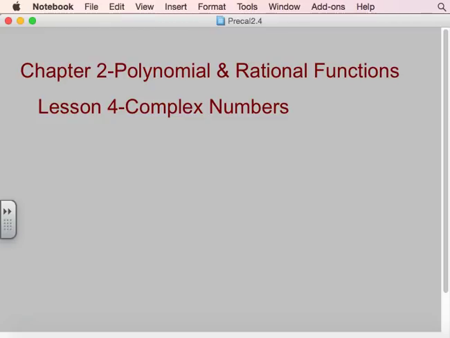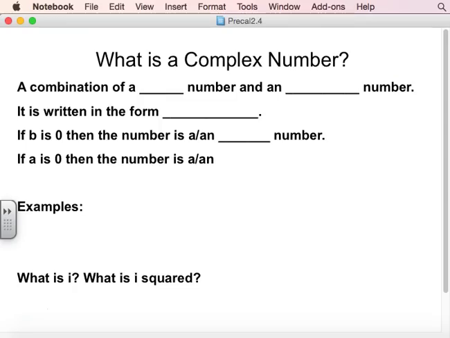So today we're going to be talking about something that we've talked about a little bit already, but just to review some stuff that you probably should have already learned in Algebra 2. We're going to learn about complex numbers. All right, so essentially what is a complex number? It's basically just a combination of a real number and an imaginary number.